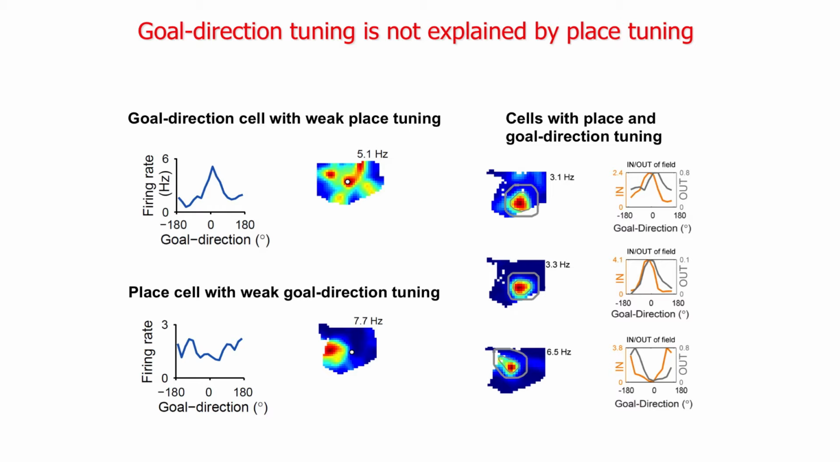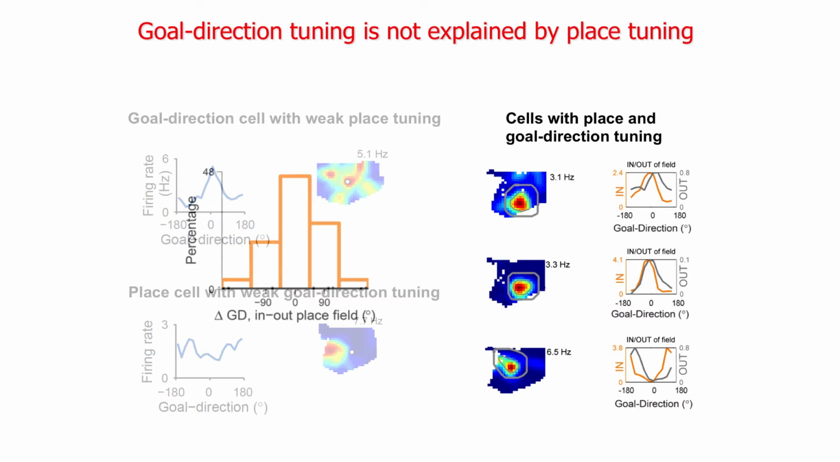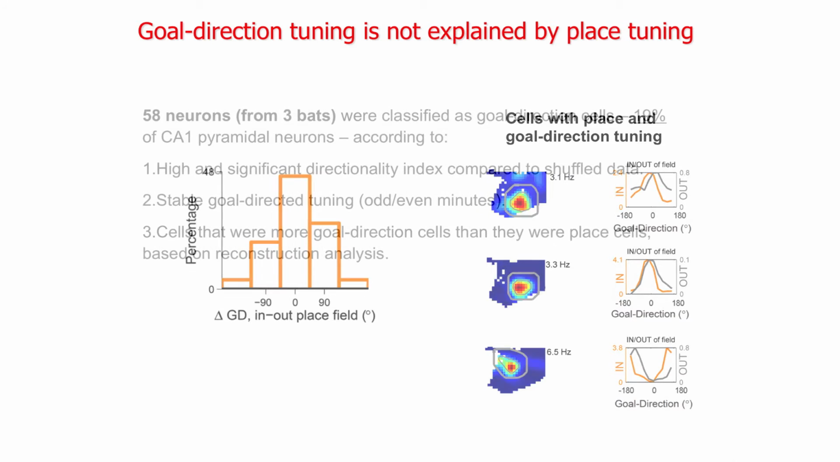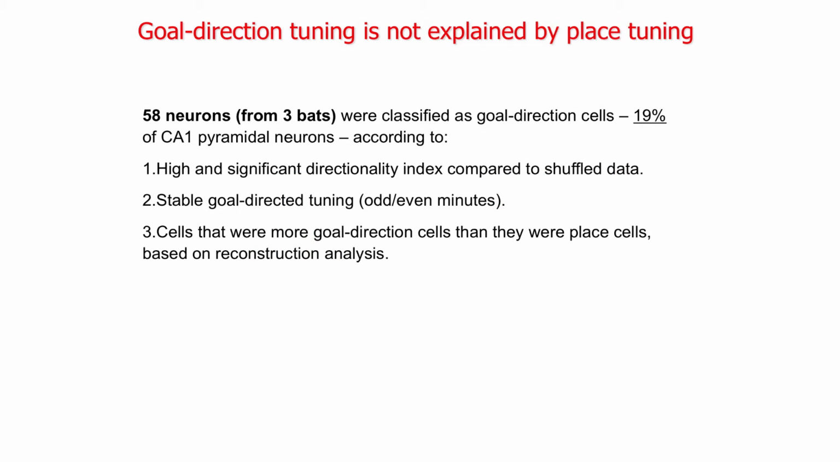And then we can define the region around the place field and look at the goal direction tuning inside the place fields in orange and outside in gray. And you see they're rather similar in this neuron. In the second neuron, there are hardly any spikes outside the place field, but those few spikes that are fired there have the same goal direction as inside, and same for the third neuron. So you can compute the difference between the goal direction inside and outside of the place field, and it's around 0. So overall, we have 58 neurons from 3 bats which were classified as goal direction cells. It's 19% of our neurons, so it's a sizable fraction.